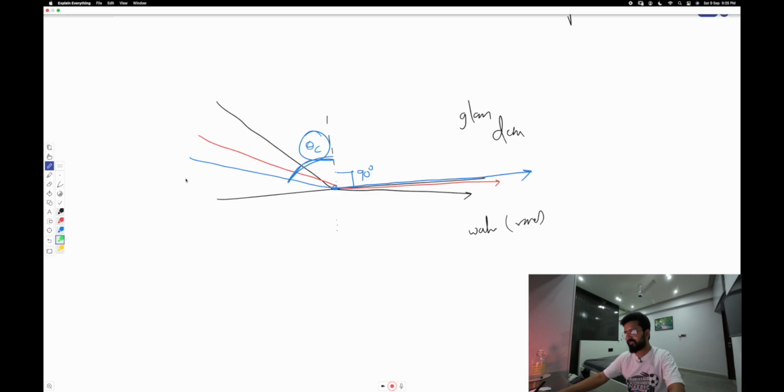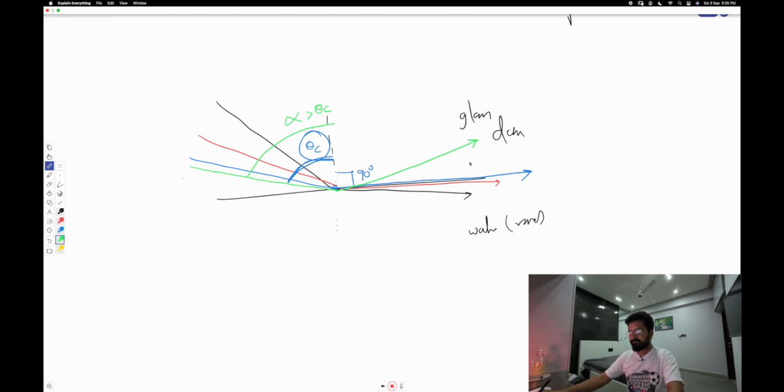Now what if I increase the angle further beyond this? Or what I'm trying to say is, what if I increase the angle of incidence greater than the critical angle? I'm calling that angle alpha, right? This alpha is greater than the critical angle. At this angle, no ray will refract. All the ray will come out of the medium, all the ray will come out and travel in air. This phenomenon is what we call total internal reflection.